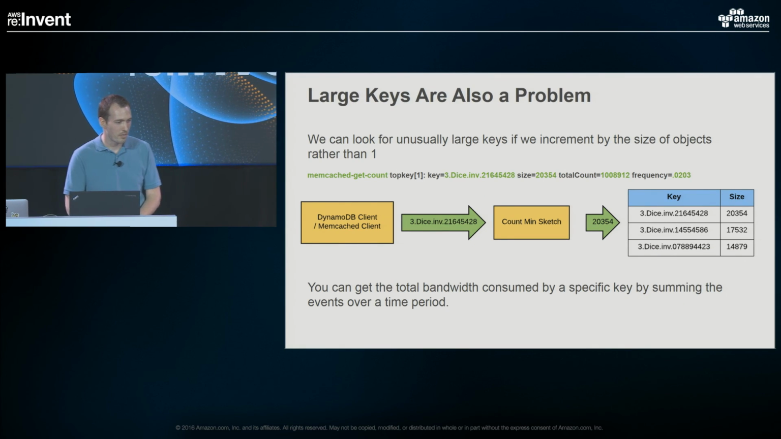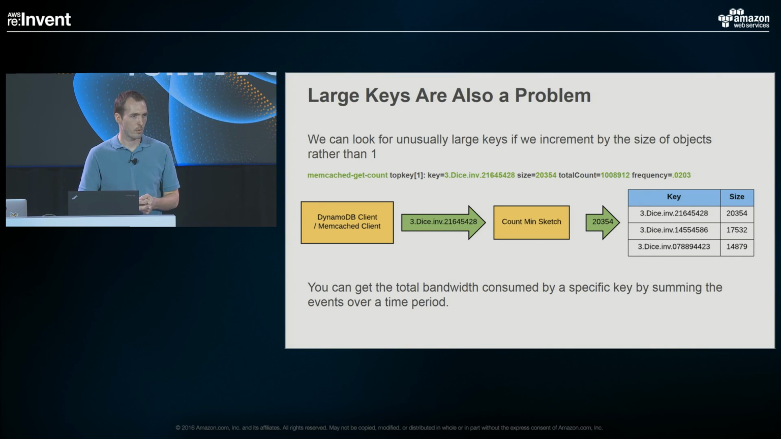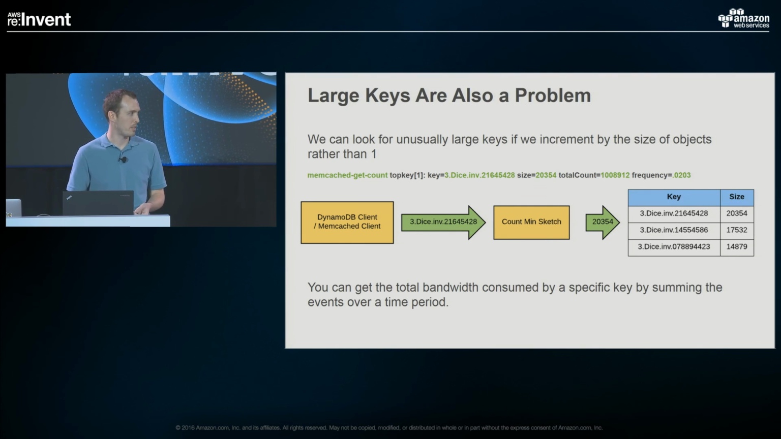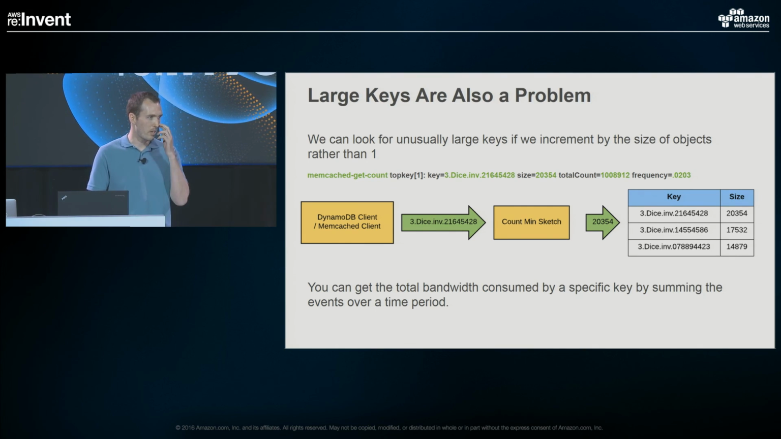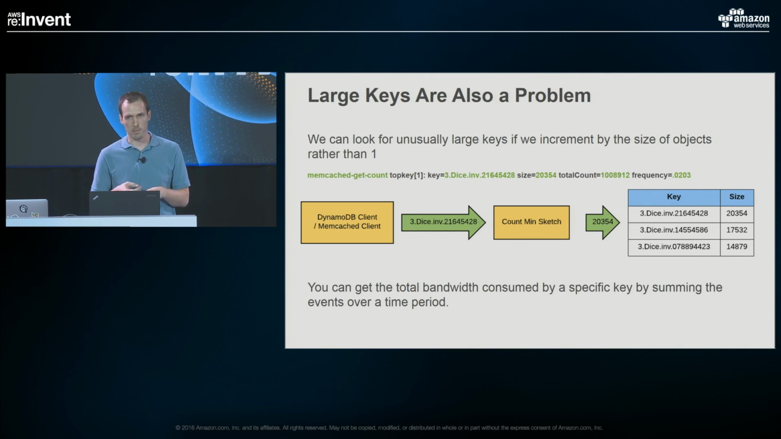So we also discovered that large keys could be detected this way. We had intermittent timeouts on Memcached, and we had a suspicion that it was for very large objects that we stuck in there. So we used the same hotkey detection technique with a slight tweak: instead of incrementing by 1 every time we saw a key, we incremented by the size every time we pulled something out of Memcached.